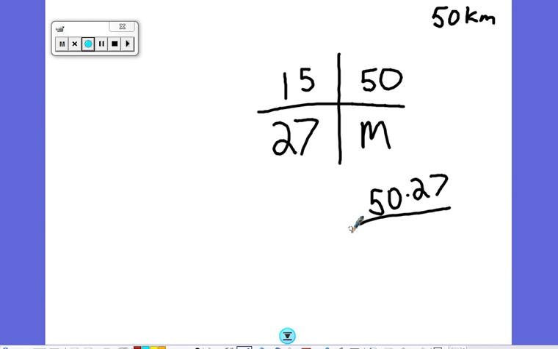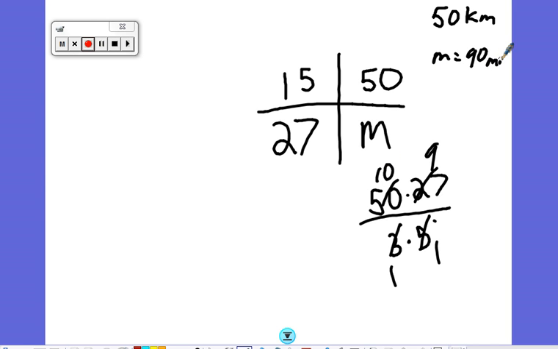So 50, I usually don't multiply my numerators. What is 15, by the way? Break that up for me. 3 times 5. Because this will make this a lot easier. 27 divided by 3 is what? 9. And 50 divided by 5 is what? 10. So, how long is Julio going to be bike riding? 90 minutes. So M equals 90 minutes.